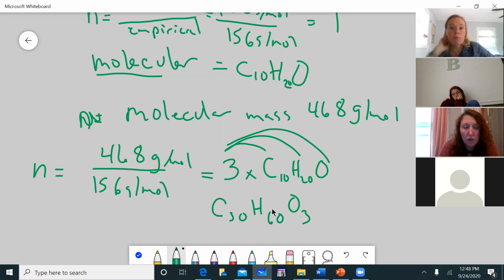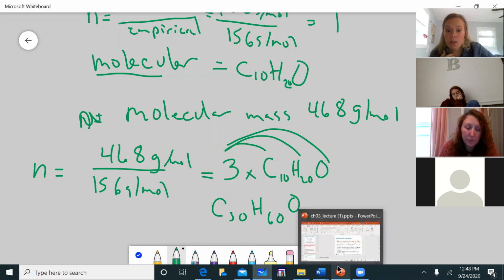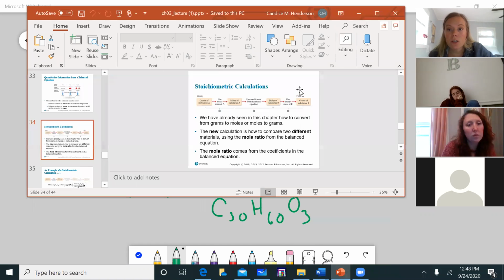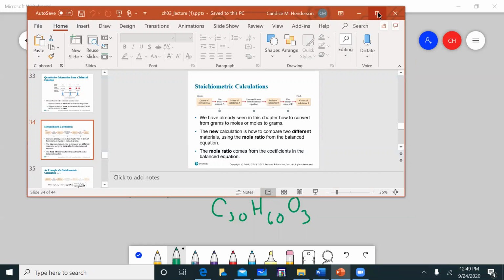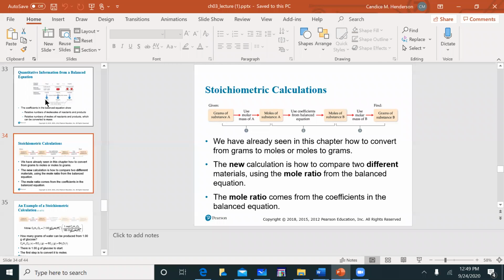All right, so we're going to leave combustion analysis and move into the last part of this chapter. It's not really a little bit, but the last part of this chapter, which is stoichiometry, which if you've ever baked and adjusted a recipe, you've pretty much done stoichiometry in some capacity.